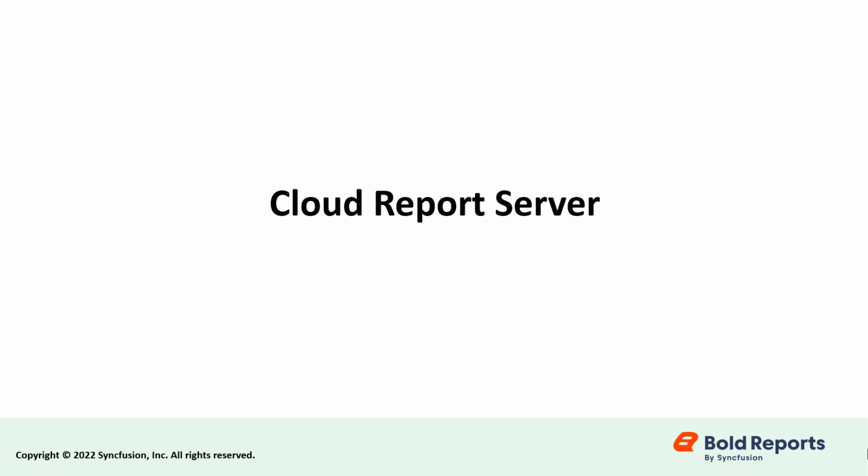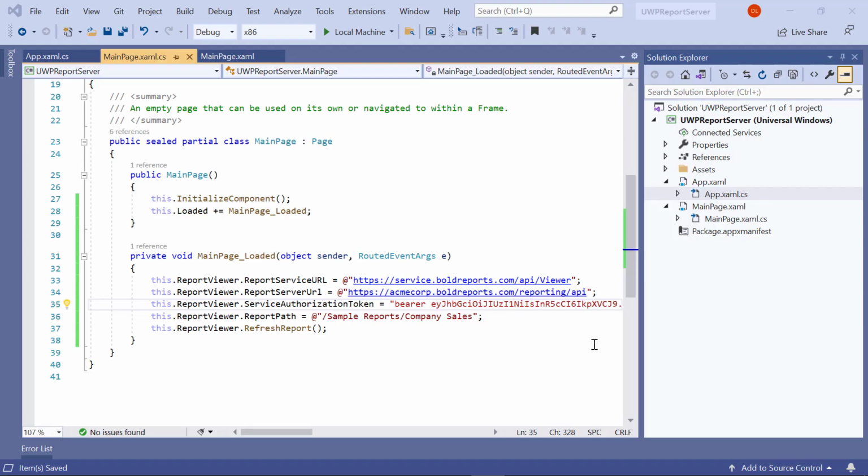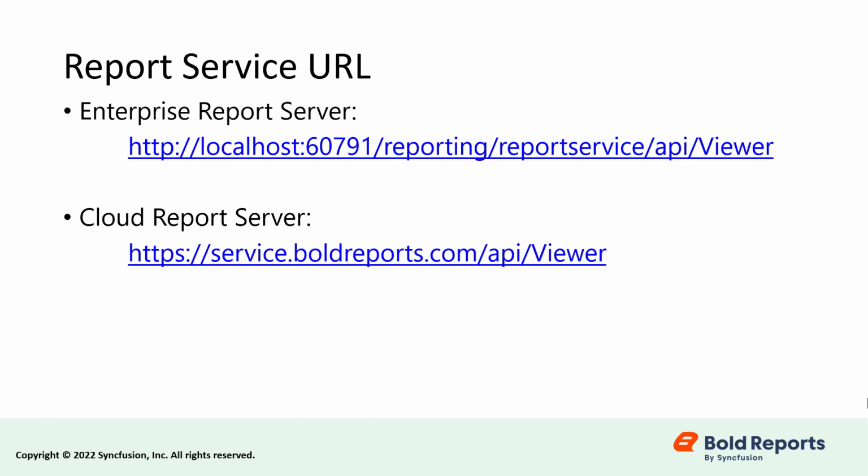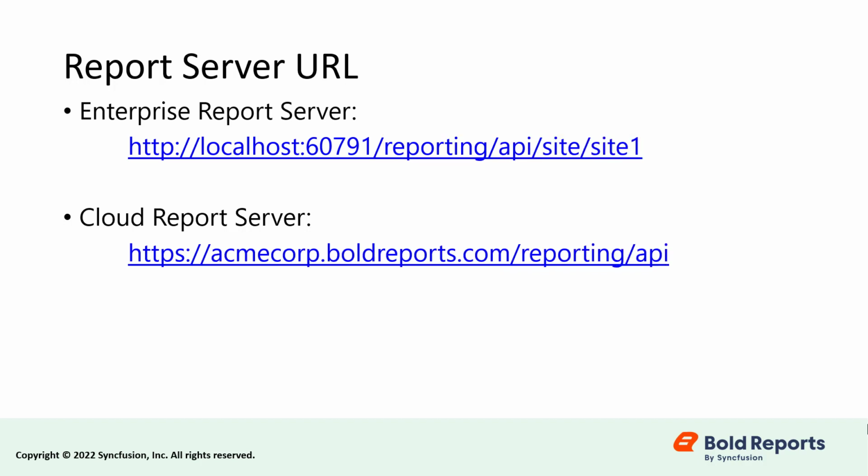Let's briefly cover the steps for loading the report from the cloud report server. The steps that need to be followed are the same, but the report service URL and the report server URL will differ based on your cloud server configuration. I have shared our cloud reporting sample report service URL and report server URL in the presentation. Since the service for cloud reporting is hosted separately, reporting/report service is not set in the report service URL. And since multi-tenancy is not supported in the cloud reporting server, the site information is not required in the report server URL.